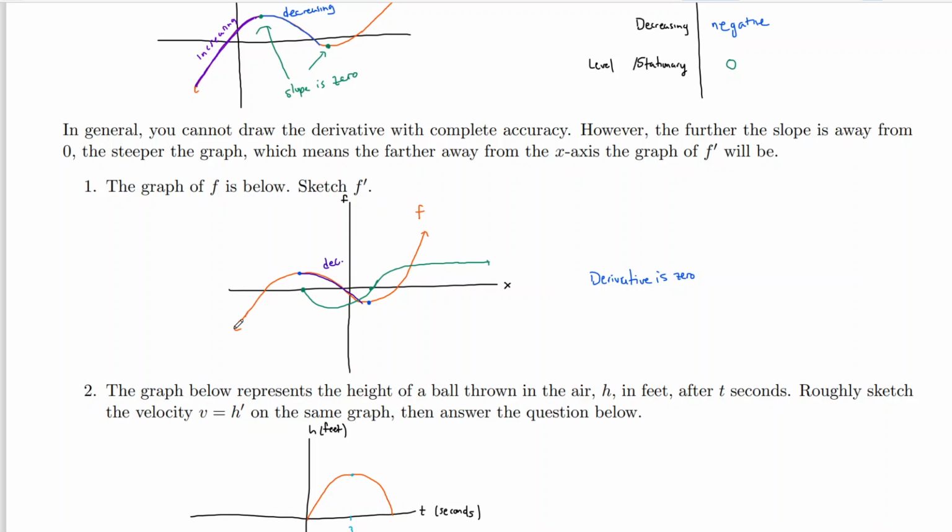Now back here, remember for increasing and decreasing, we always look left to right, and it's also increasing over here, which means the graph is going to be above the x-axis when we're back here. And once again, you can't really be too accurate. It might look like this, it might be flatter, but as long as it's above the x-axis, that's telling us it's increasing. All right, so the graph of f prime would look something like that.